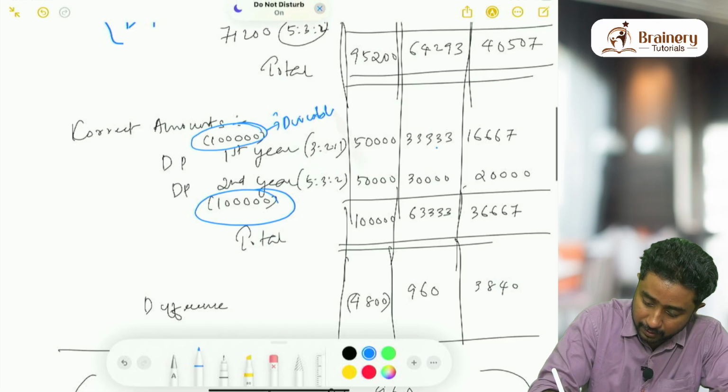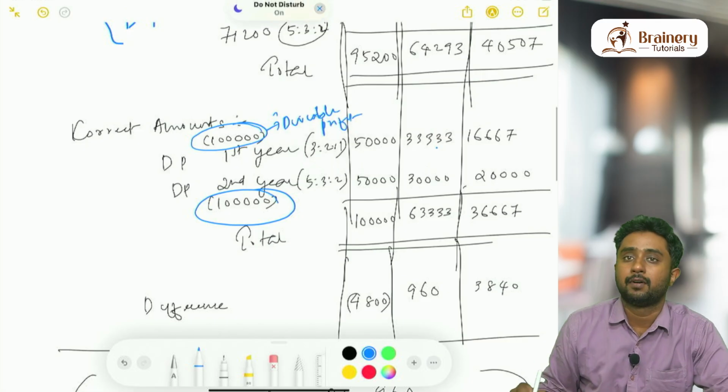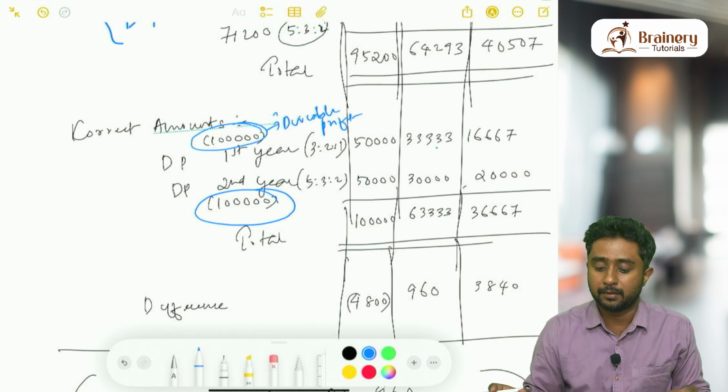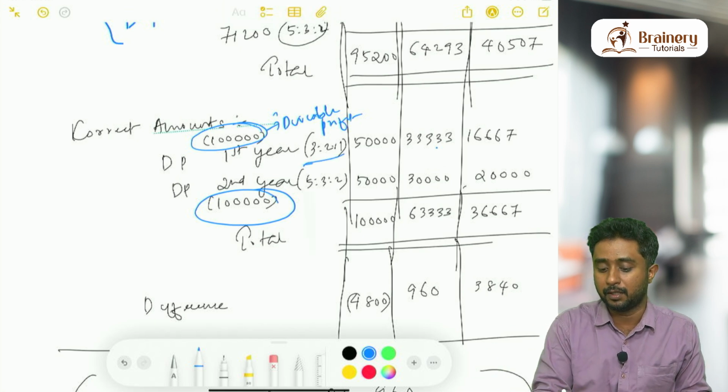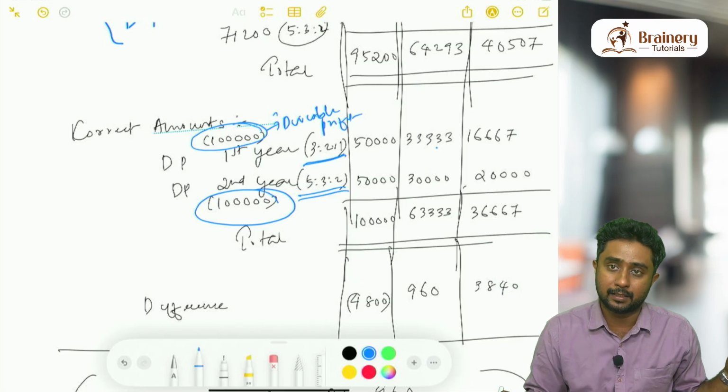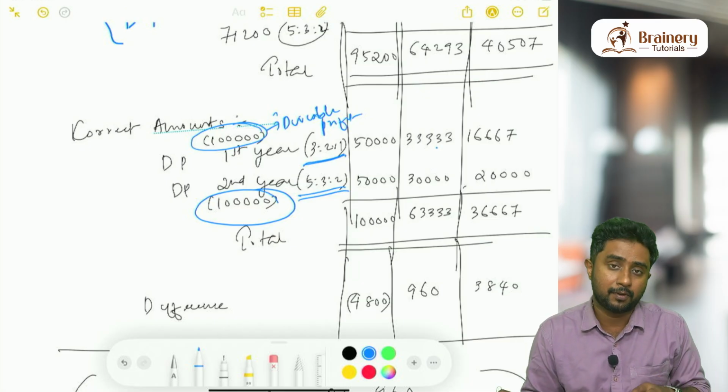1 lakh came as a divisible profit. If not, it won't come. Similarly, the divisible profit of the second year is 1 lakh into 5:3:2. So 3:2:1 in the first year, 5:3:2 in the second year. 1 lakh came because it is the divisible profit for the second case.